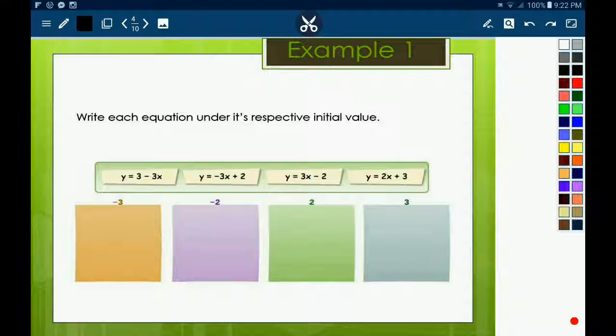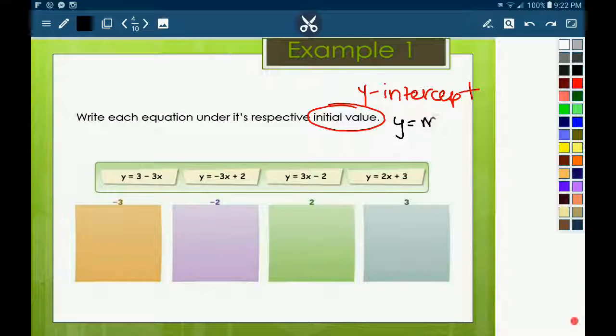It says, write each equation under its respective initial value. Just like when we looked for the y-intercept, I'm going to circle that and write its synonym. Initial value really means y-intercept. In our form, y equals mx plus b, that would be whatever number is sitting in the b position. It's the one that's not multiplying x. Initial value is the number that's not multiplying x. It's the b value, whatever b is being added or subtracted from x. So I'm going to circle all the different initial values in these equations.